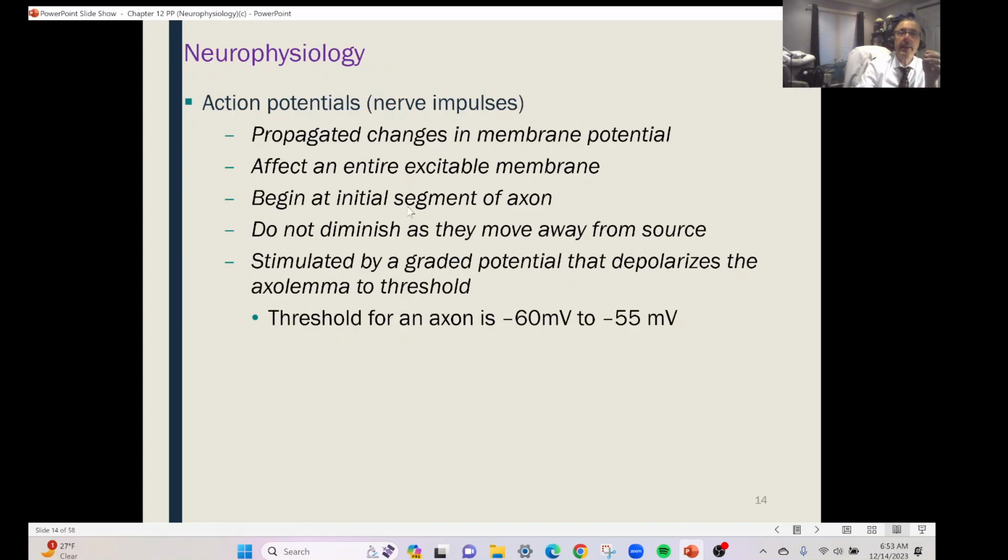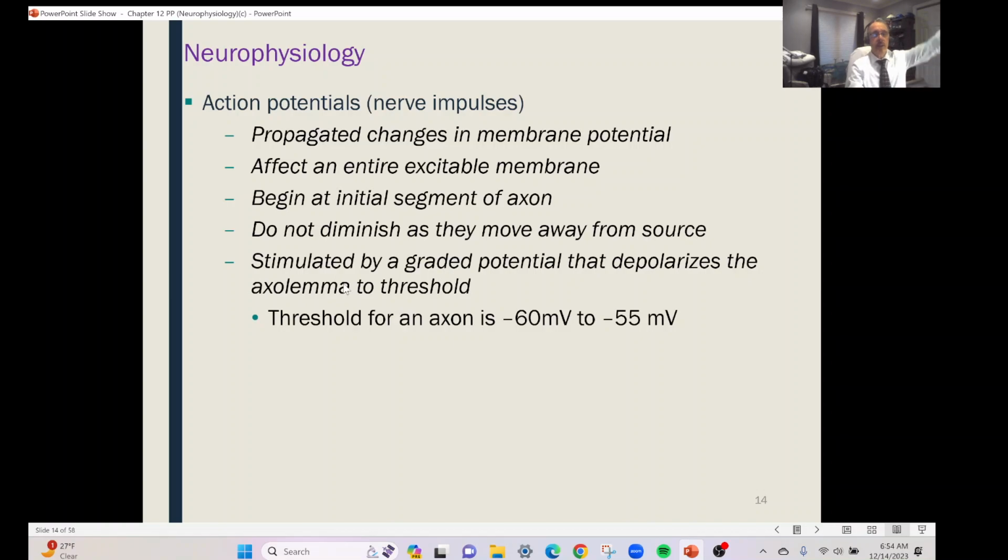And it's going to begin at the initial segment. So again, from a previous lesson, we had said that the axolemma is the cell membrane of the axon, and just after the axon hillock is the initial segment, and that's going to be the first place that the action potential starts. Now, unlike a graded potential, as the action potential moves down the axon, it doesn't get weaker. It stays the same strength, so they don't diminish. These are stimulated by graded potentials that depolarize the axolemma to threshold.